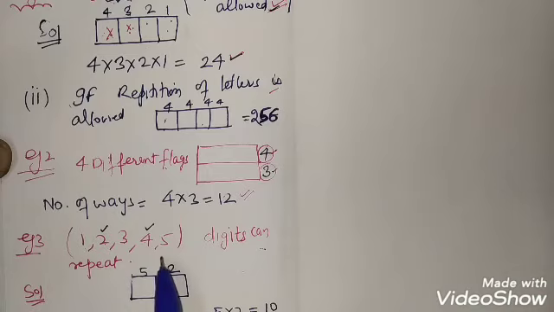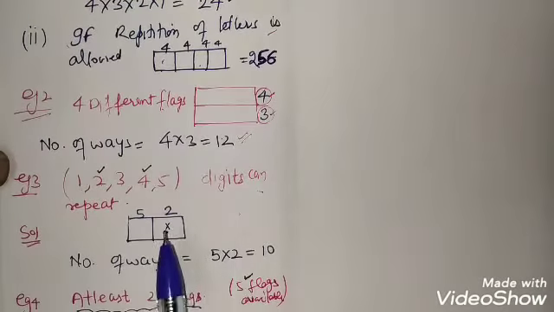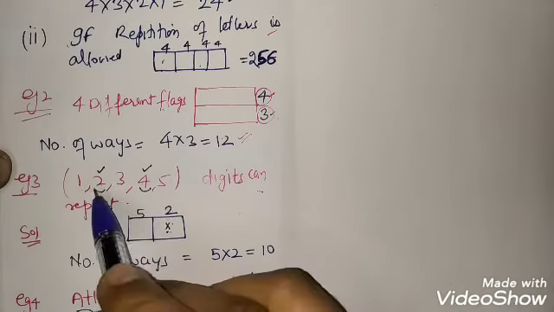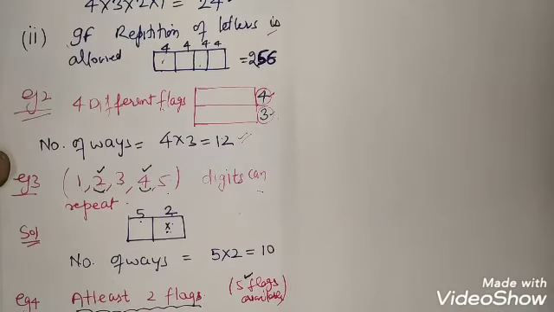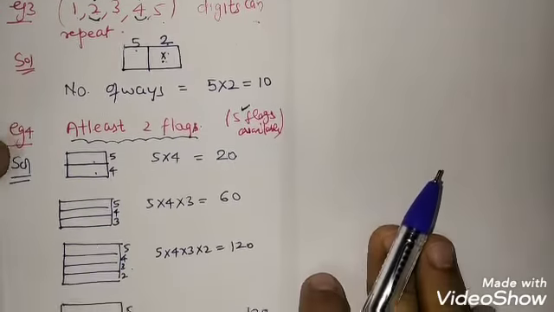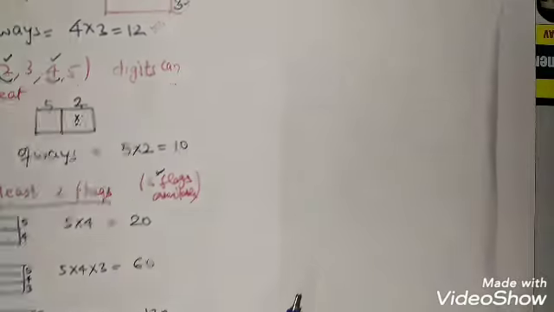Then 1, 2, 3, 4, 5, we have to form an even number. Even numbers are those numbers in which the unit place is an even number. I am writing 2, since 2 and 4 both can be used here, and digits can repeat. So it is 5 into 2, which is 10. And as you know, with at least 2 flags, we can make the signal with 2 flags, 3 flags, 4 flags as well as 5 flags. We have to just multiply all the things and add them up, and we'll get the answer. Hope you got this example also. You can repeat the video again and again if you are not able to understand.